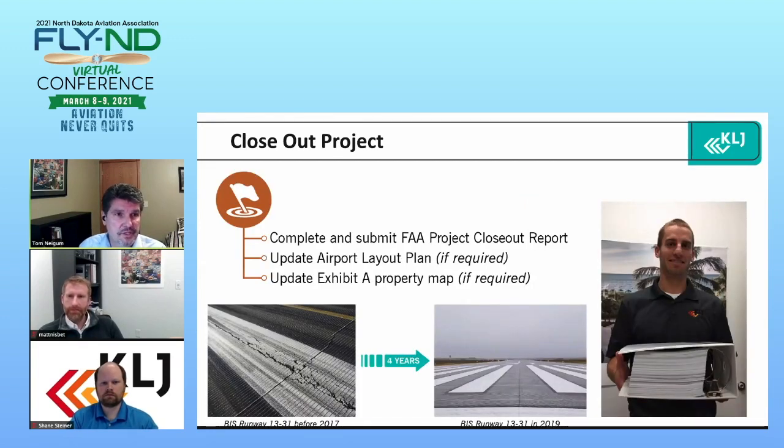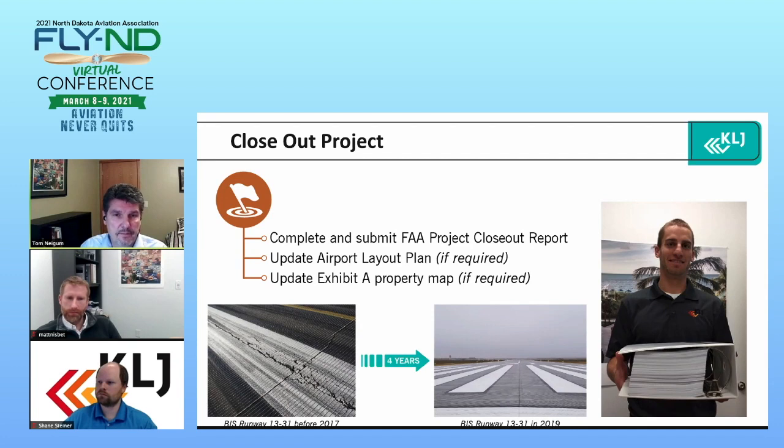Once that's completed, you submit the closeout report. There's a lot of things that go into the closeout report. It's really a financial summary of the project. It'll include all the approved agreements with your consultant and the contractors, testing summaries, and then some things you may have to complete as part of your project: an airport layout plan update, if it's required, and an Exhibit A property map if there was anything impacted on your property side.